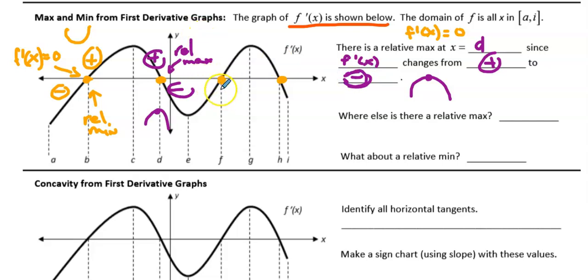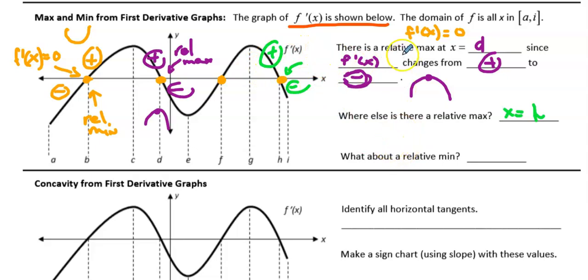So can you guys figure out where the other relative maximum is? You're going to find where f prime of x changes from positive to negative. So hopefully you have figured out where that actual other point is. And that's going to be right here at h. I am positive, and then I am negative. So I'm going to also say that there's a relative maximum at x is equal to h. That does not look like an h, but that's my h. All right, looks like a fancy L.